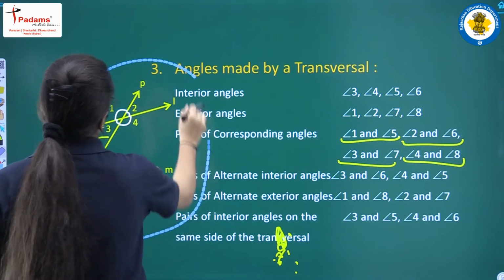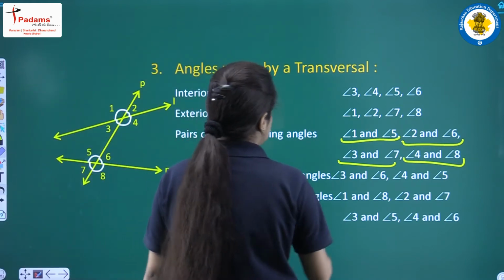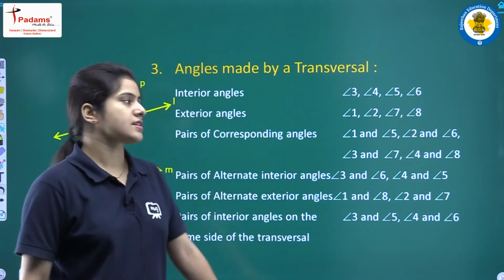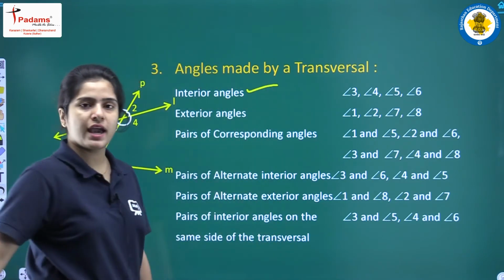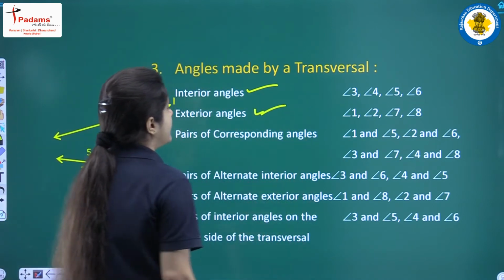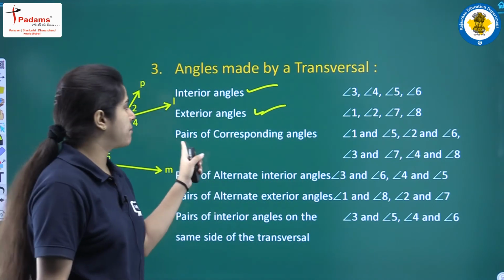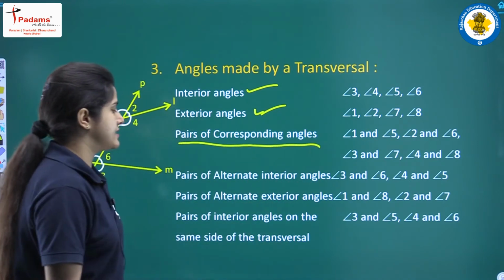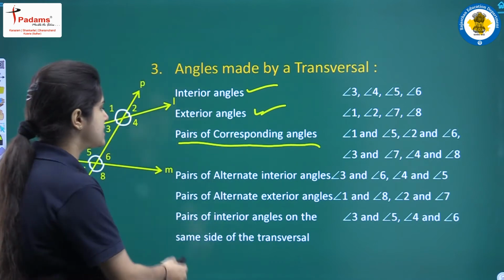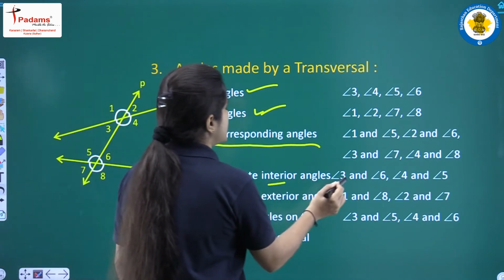Alright students, now students, we have talked about three types of angles. What kind of angles have we discussed? We have discussed the interior angles. Okay, we have discussed the exterior angles. Okay, we have also discussed the pair of corresponding angles. Okay, now students, we will be talking about one more type, that is pairs of alternate interior angles.